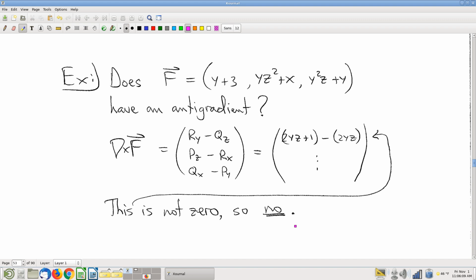If it's not zero, then is that the end of the question? No, all it means is there's no anti-gradient. So all that means is you can't use the fundamental theorem of line integrals. It doesn't mean that somehow the question's invalid. You still need to compute the amount of work that it takes. So you just can't use that theorem.